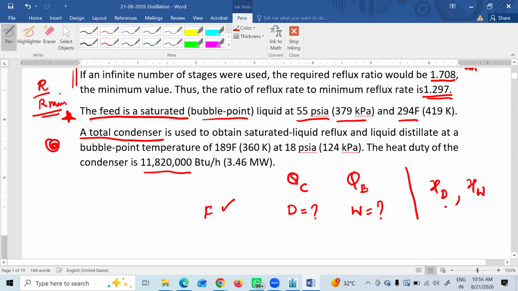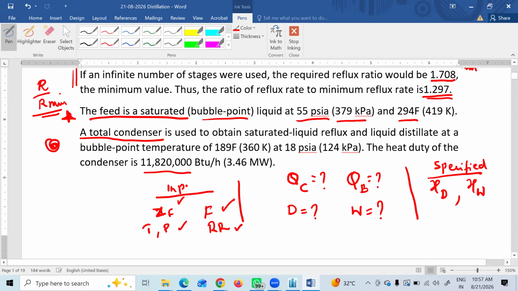For a given reflux ratio, the reflux ratio is given, the feed flow rate is given, ZF, the feed mole fraction, is given, and the feed temperature and pressure conditions are given. These are the conditions which are given, and the rest we will estimate or try to find. These are the design specifications, and these are the given inputs. Specifications are also part of the inputs.